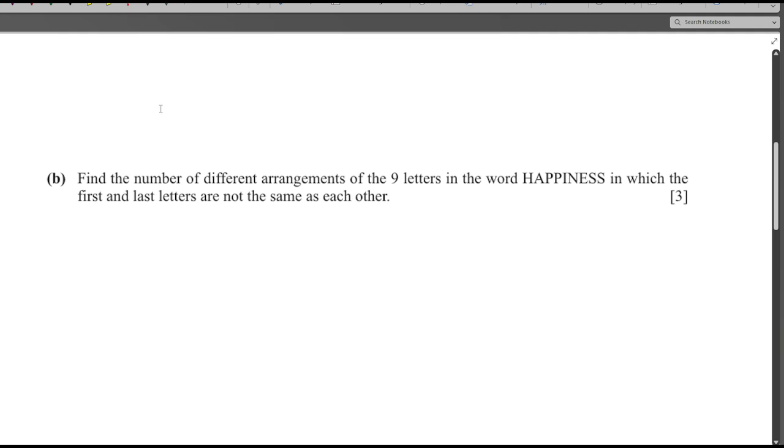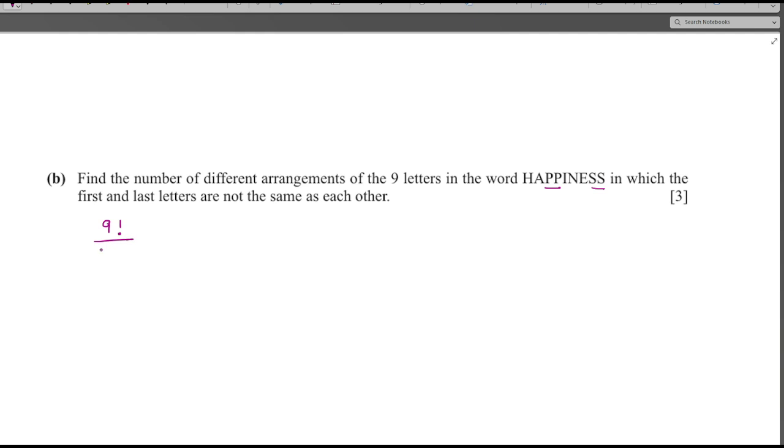Now let us see the B part. Find the number of different arrangements of the 9 letters in the word happiness in which the first and the last are not the same as each other. So first and last are not the same. Now if I consider first and last the same, it could be either P or S. Let us first find out the total number of arrangements.